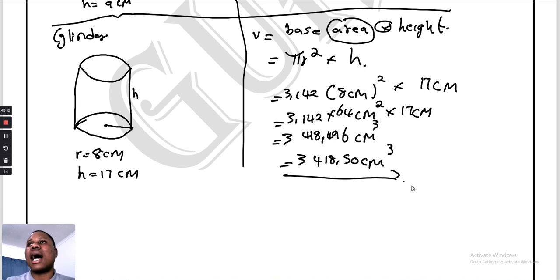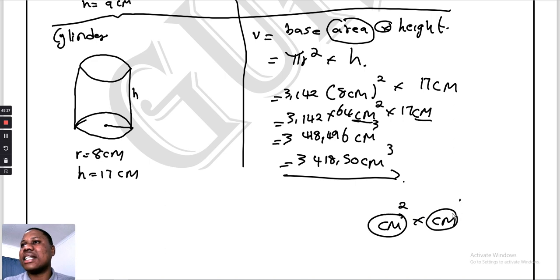Now people will ask, why do we have centimeter cubic? How did we get it? Because we have a centimeter squared multiplied by a centimeter. If the bases are the same, we add the exponents. Why am I writing 1 here? Because any number is to the power 1. So it's 2 plus 1, which gives centimeter cubic.